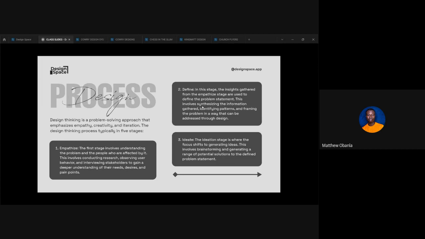So let's go to ideate. In this process, the ideation stage is where the focus shifts to generating ideas. This is where Oraimo started bringing out ideas, brainstorming and generating a range of potential solutions to the defined problem statement. If we look at the Oraimo Power Bank.